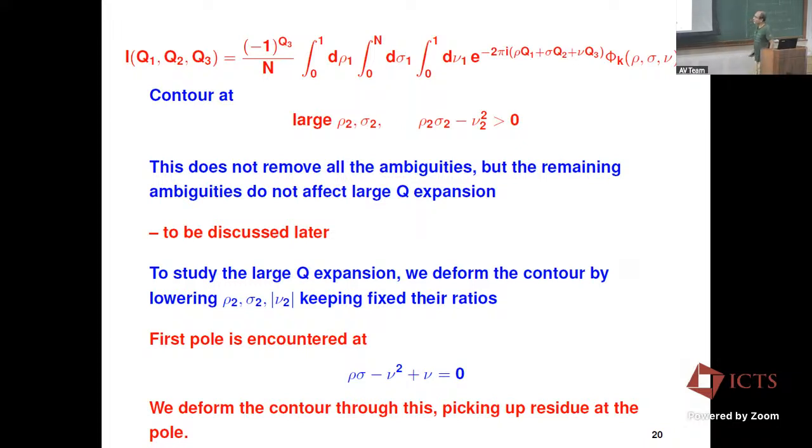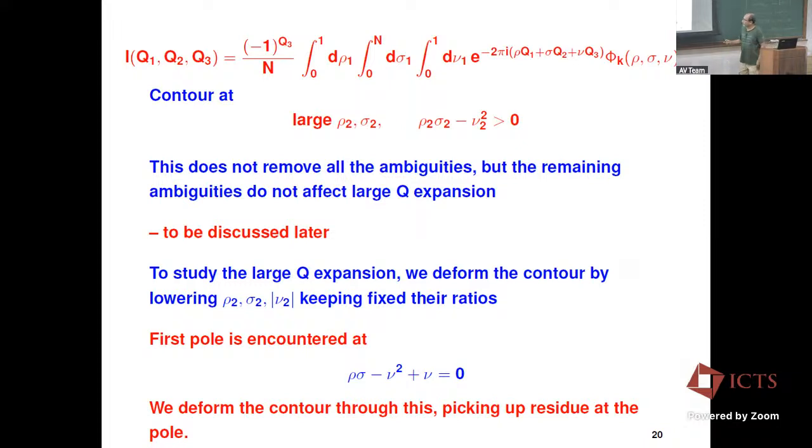Fortunately, what one finds is that these ambiguities do not affect the large Q expansion. It is true that if you move in this large rho 2, sigma 2, nu 2 space, sometimes you cross poles, so the result changes by the residue at the pole. But the contribution from those residues is exponentially subleading compared to e to the f of q with which you are trying to compare the result. So those residues are not going to affect this comparison of what we get from Iq with what you get from f of q.